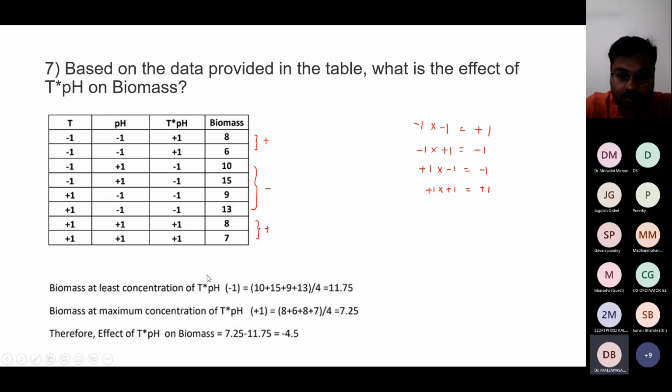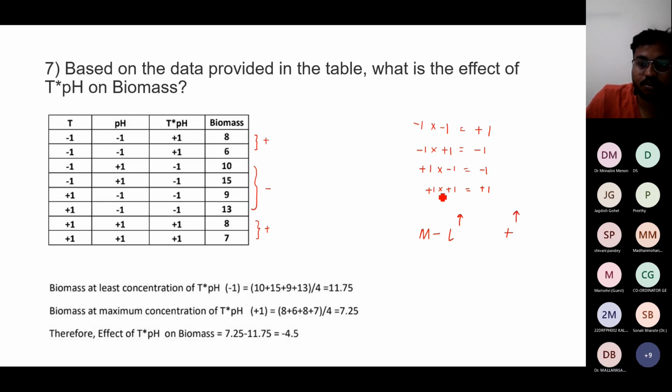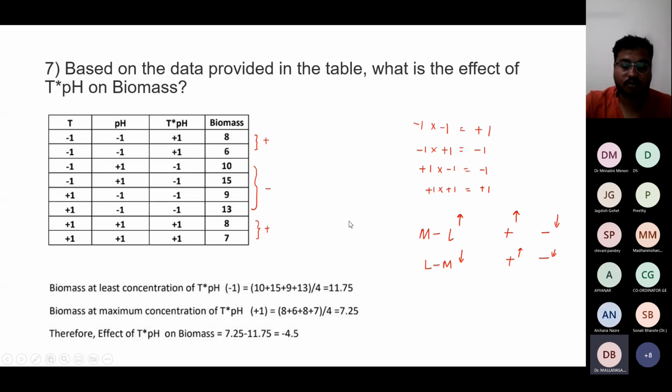So if you are subtracting least from maximum, then this means that you are assuming that temperature increases. And if you get a positive value here, then biomass also increases with temperature. But if you get a negative value here, biomass decreases as temperature increases. If you subtract the other way around, so maximum minus least, then you are assuming temperature is decreasing. And if you have a positive value here, then it's inversely related. And if you have a negative value here, it's similarly related. So you can do both of these, but you need to be careful about what statement you're making after that.